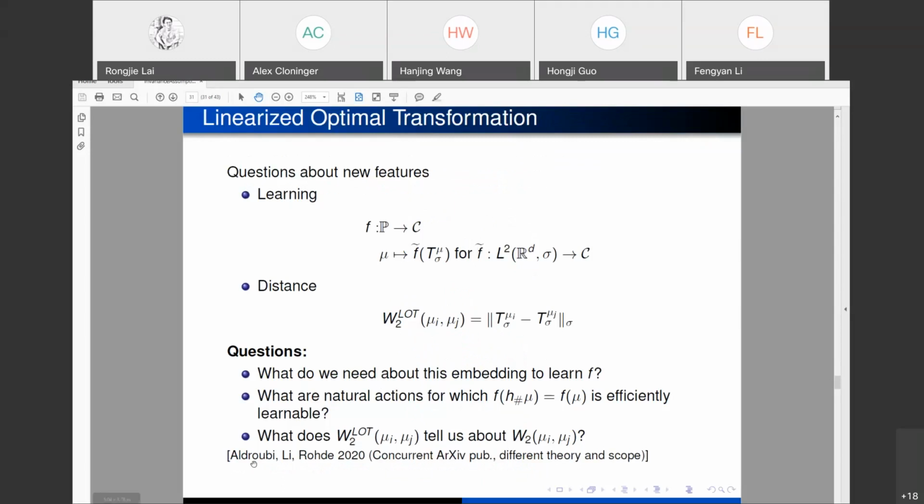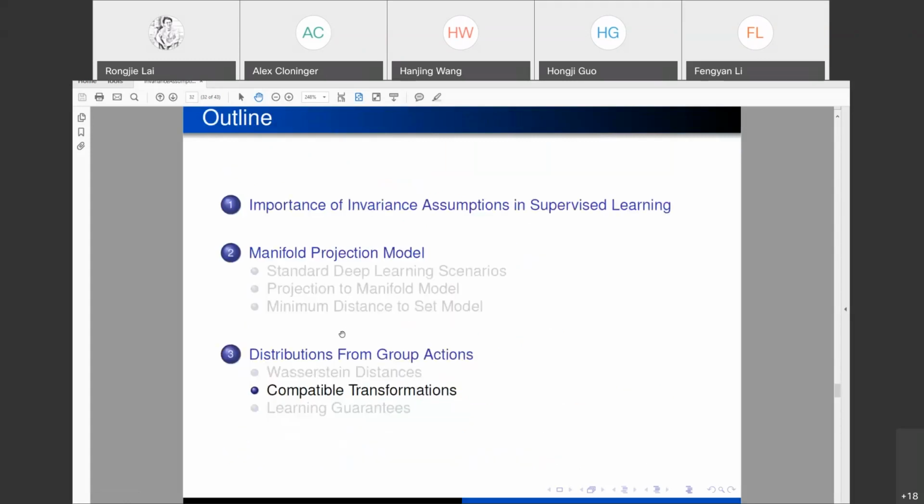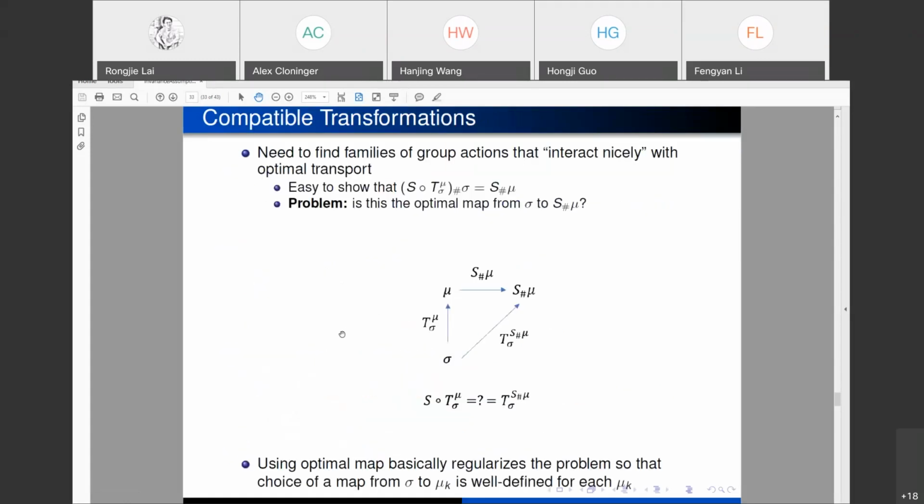I should note Gustavo and Akram Aldroubi and a student of theirs, I believe, actually put out a literally concurrent publication with us putting this out. We put them out on the arXiv in the same week. Doing similar work, we take a different perspective, different theory, different scope, but I just want to always shout that out. So anyways, I want to talk about what's called a compatible transformation, because these are going to be the nice group actions that we can be invariant to.